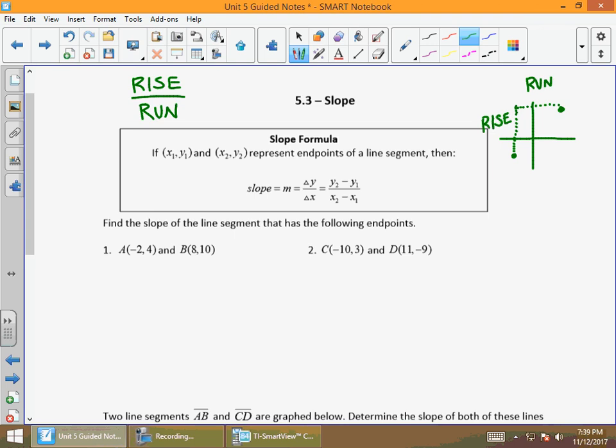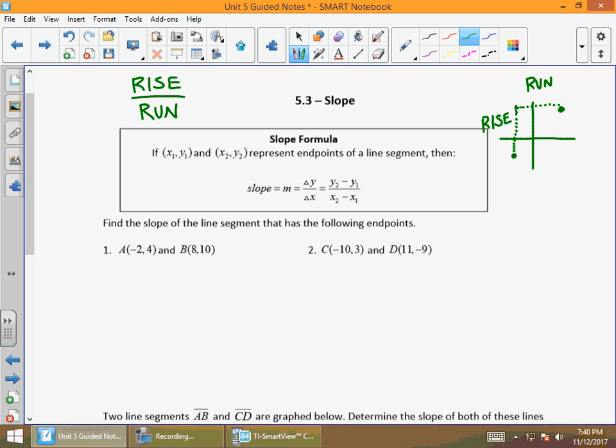And they can be found using the formula right here in the middle of the screen. If x1 and y1 and x2 and y2 represent endpoints of a line segment, then the slope, which we refer to as the letter m, is the change in y over the change in x. What you see there in the middle, that little triangle, is the Greek letter delta, and it means the change in, which means I can take my 2 y values and subtract them.